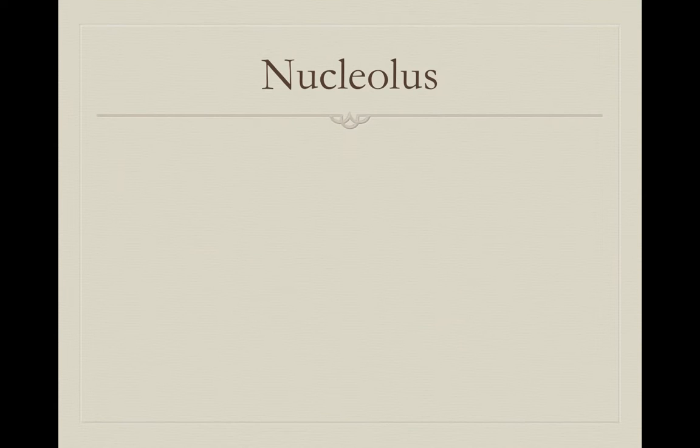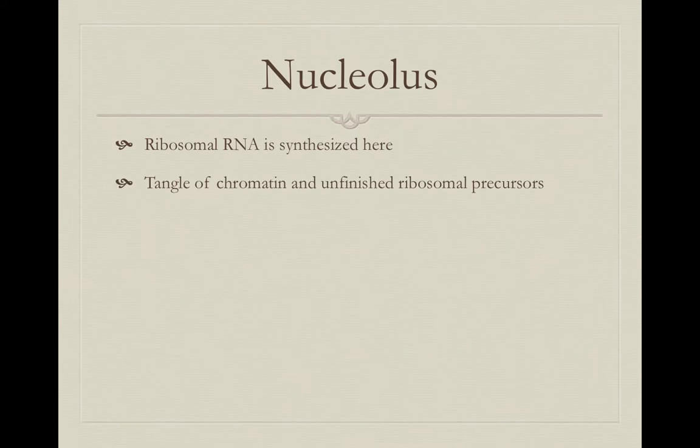We're going to talk about the nucleolus first. This is where ribosomal RNA is synthesized, and it's a tangle of chromatin and unfinished ribosomal precursors, basically. The nucleolus is found inside the nucleus. The nucleolus takes that chromatin and those unfinished ribosomal precursors and synthesizes them into rRNA, or ribosomal RNA.